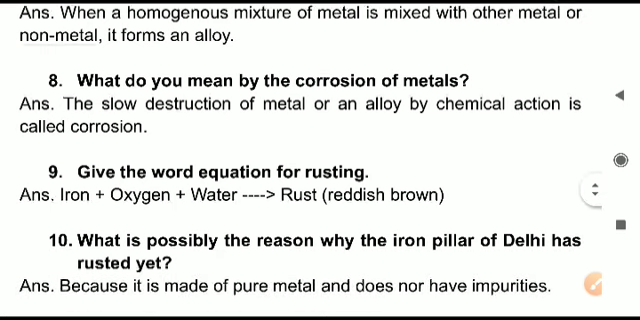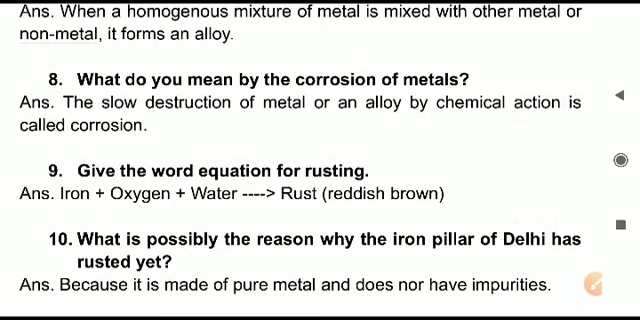Question number 8 now will be, what do you mean by the corrosion of metal? The slow destruction of metal or alloy by chemical action is called corrosion. This chemical action is generally caused by the air, and in air it is generally by oxygen, and because of that chemical action only the metal or the alloy body will slowly decompose, that is slow destruction, and this is called as corrosion. If corrosion takes place in the iron, it is called as rusting.